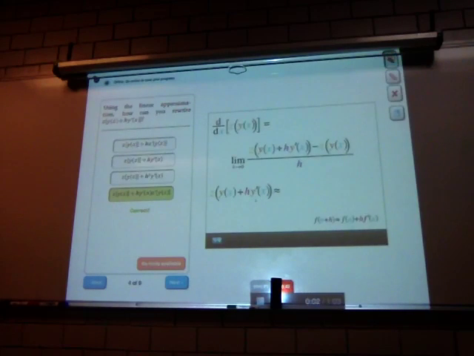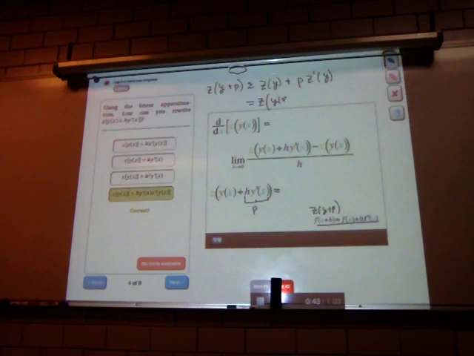If we call this second term here p, then we're trying to find an approximation for z of y plus p. And that's approximately equal to z of y plus p times z prime of y. That's using this formula down here, and here we had z of y plus p instead of f of a plus h. So what's the first term? Well, that's z of y, and y is actually y of x. That's y of x. And p is h times y prime. So it's h times y prime of x times z prime of y. And y is y of x again.